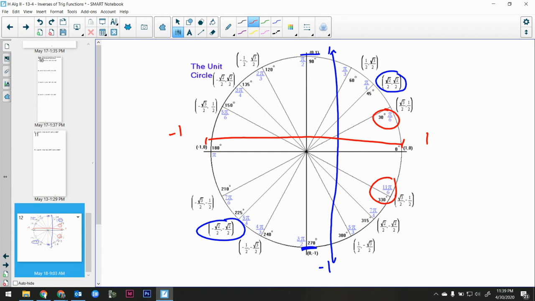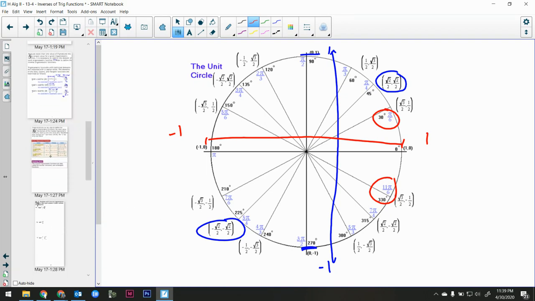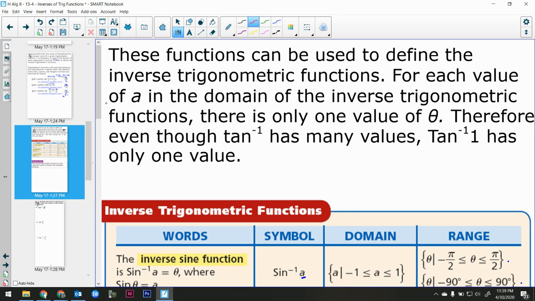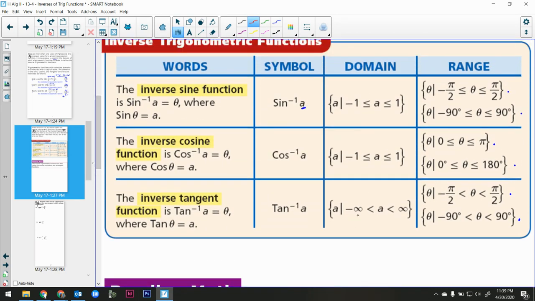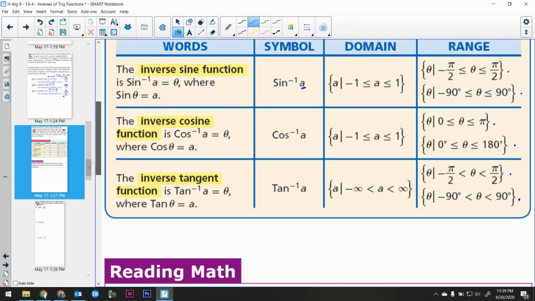Now, if you think about the tangent values, if I keep taking y divided by x, I'm not going to get just negative 1 to positive 1. I'm actually going to get negative infinity to positive infinity. So therefore, the tangent is not restricted within the domain. Okay. All right.